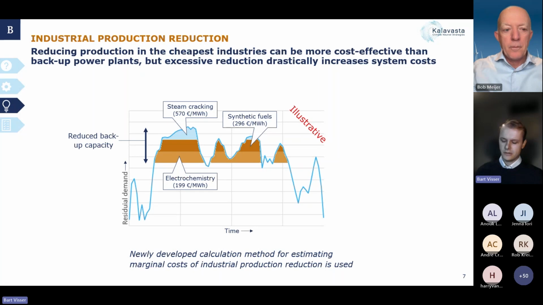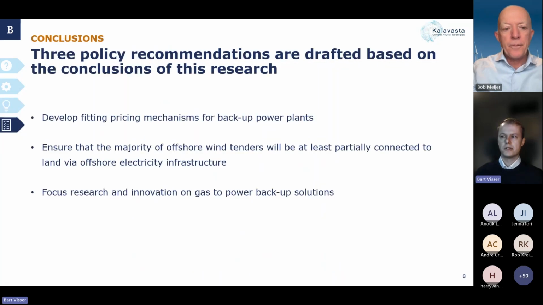Then based on these conclusions, we came up with 3 policy recommendations. And the first one being to develop a fitting pricing mechanism for backup power plants. The second one is to ensure that the majority of offshore wind tenders is at least partially connected to shore via offshore electricity infrastructure. And the third one is to focus research and innovation on power-to-gas backup solutions, because it turns out to be an indispensable option of meeting demands in every scenario that we analyzed.